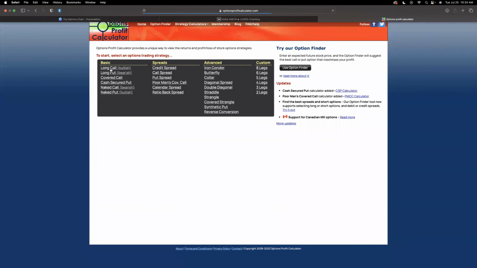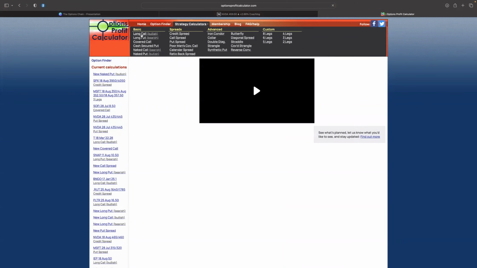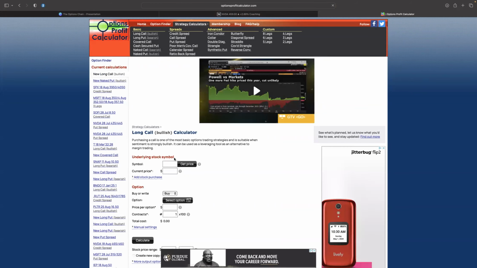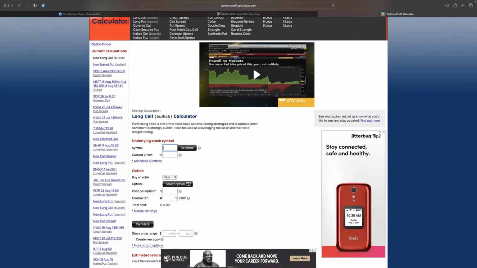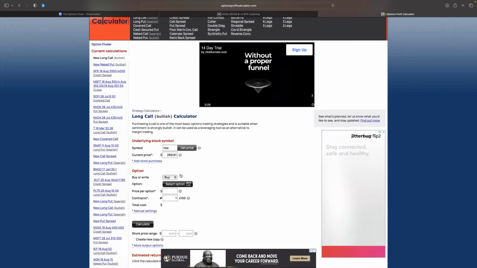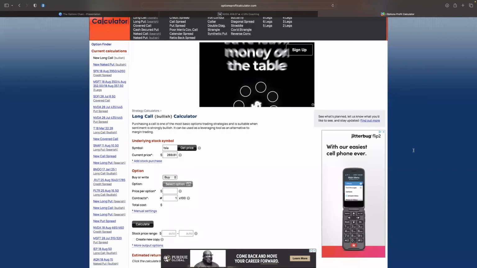So this is the options profit calculator. It's wildly inaccurate, but I like the way it depicts the premiums. We're just going to look at calls. We can do Tesla, because I know Tesla has high theta. Essentially, theta is your time decay. Time decay is not our friend.